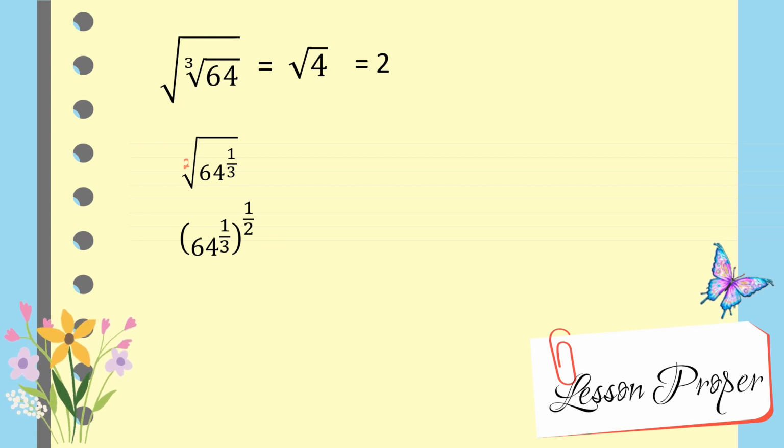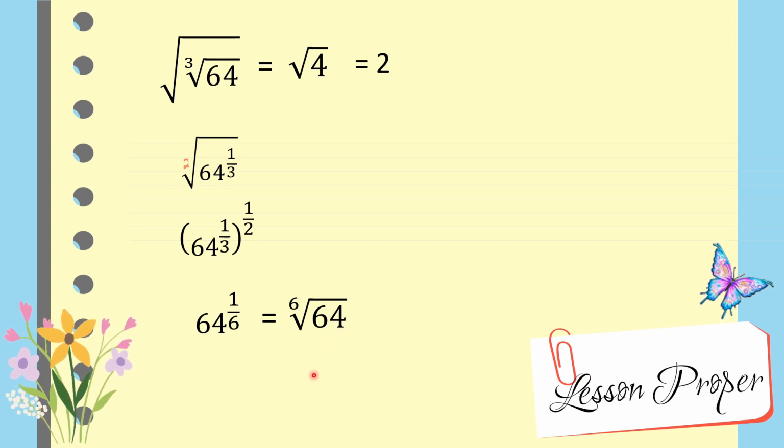And by the power to a power law, when we are raising a number to an exponent and again raising that expression to another exponent, we just copy the base and we multiply the exponent. So we get 64 raised to 1/6. So 1 times 1 is 1 and 3 times 2 is 6. And 64 raised to 1/6 in radical form is the 6th root of 64.